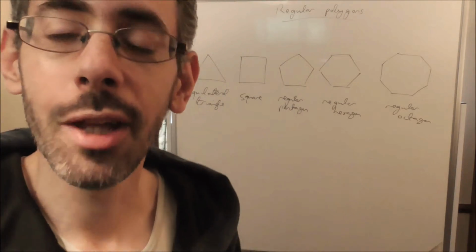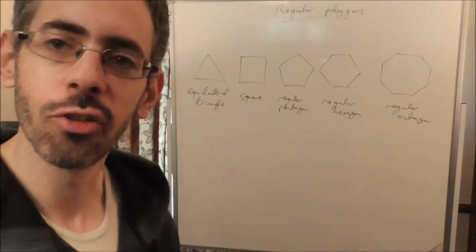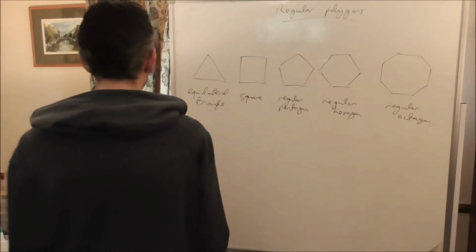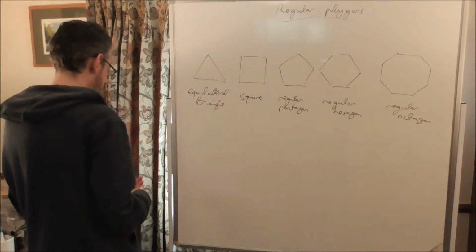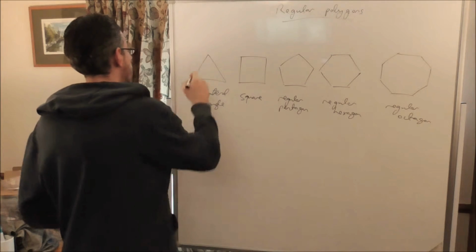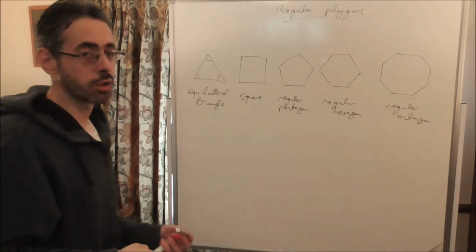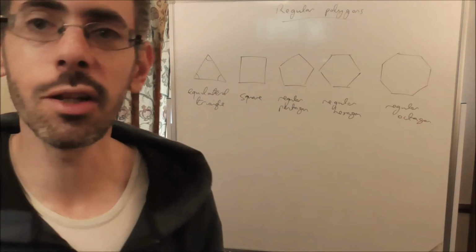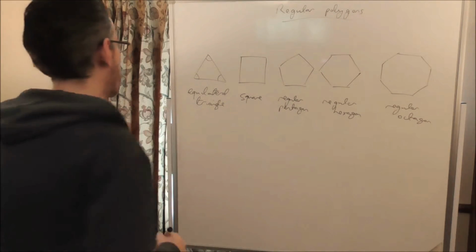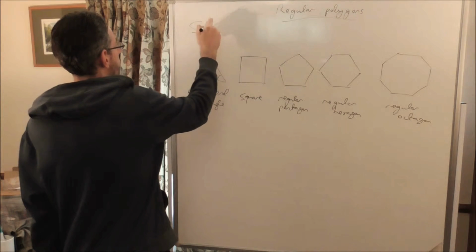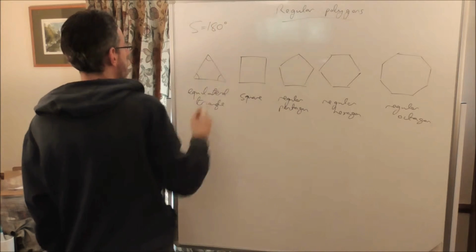Right, let's try and work out the angles inside these shapes, and then later on we can investigate how they fit together. So in an equilateral triangle, what are the sizes of these three angles? Well, you probably know that the sum of the angles in any triangle is 180 degrees.